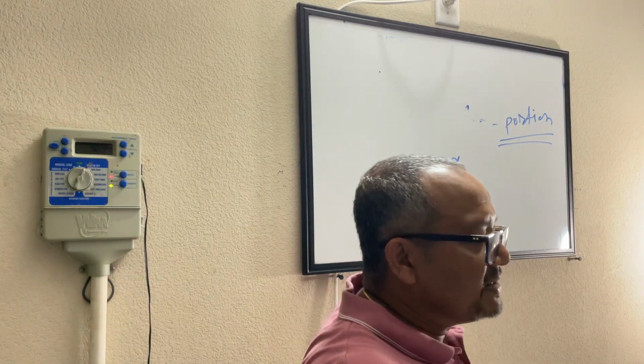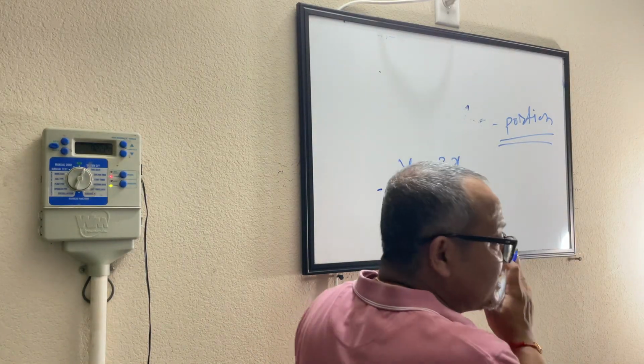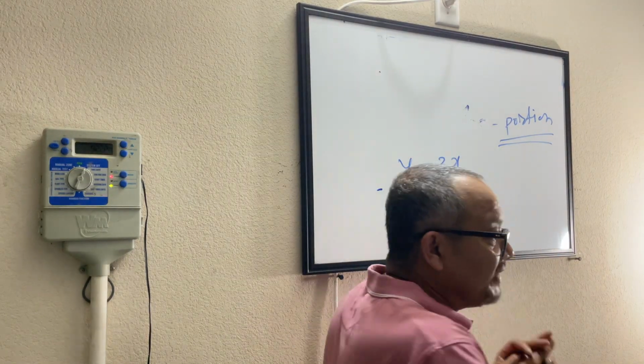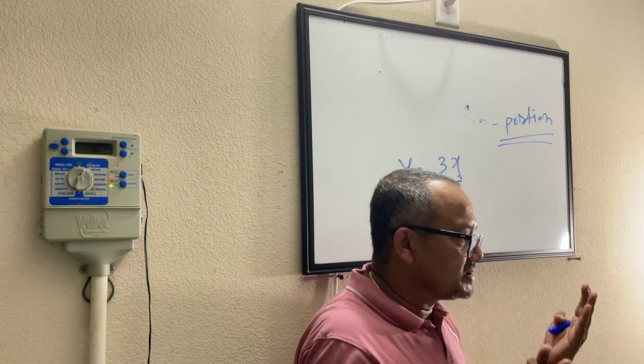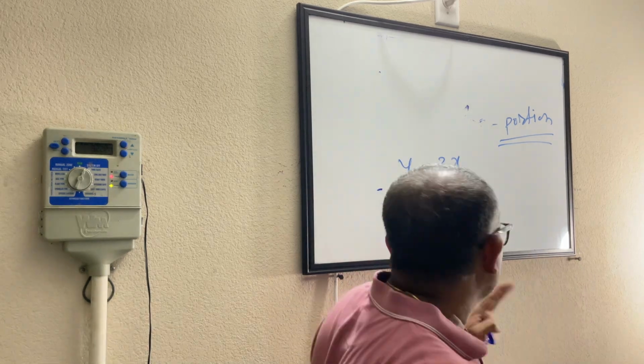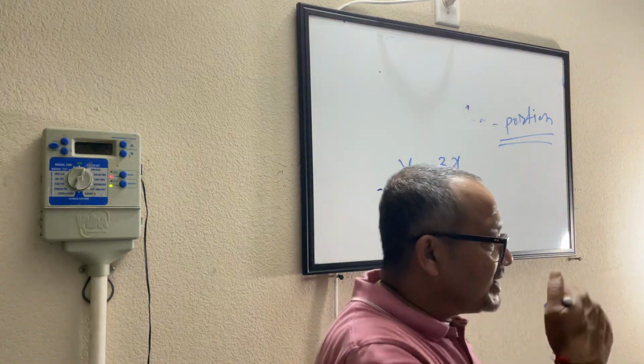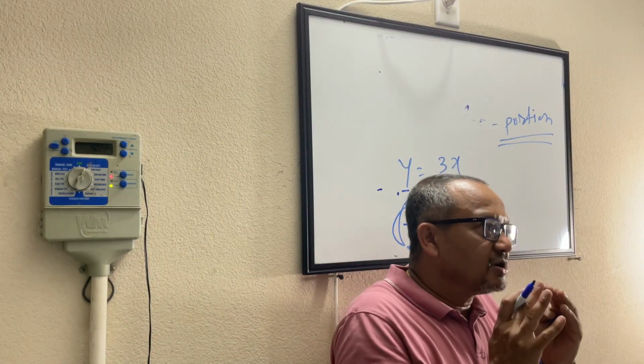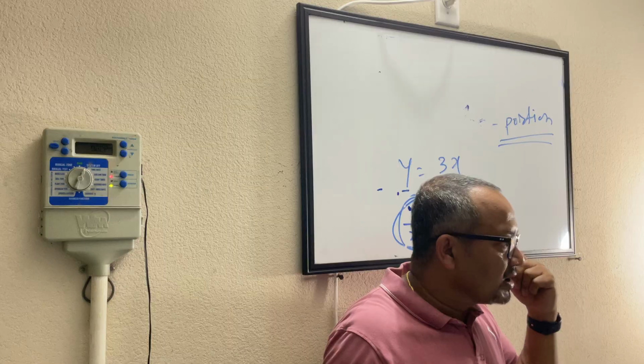This is the most fundamental part of proportionality, where you compare two variables or two numbers and you find out what is the relationship between them. What is the proportion? Now you think about baking. Who all loves baking?